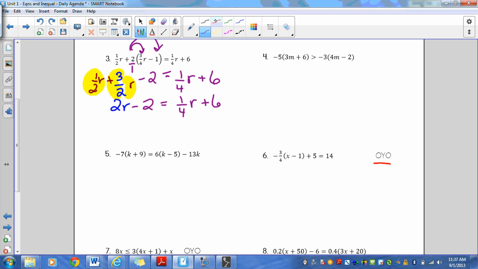Okay, so I'm going to do this so that I get a positive answer. So I'm going to minus the 1/4. Okay, so if you do 2 minus 1/4, you get 1 3/4 r. And then I'm going to do this part in green. I want to get all the constants onto the other side, so I'm going to add 2. And so I end up with 1 3/4 r equals 8.